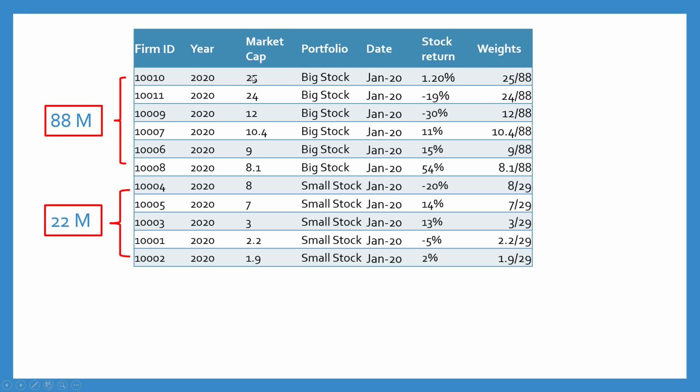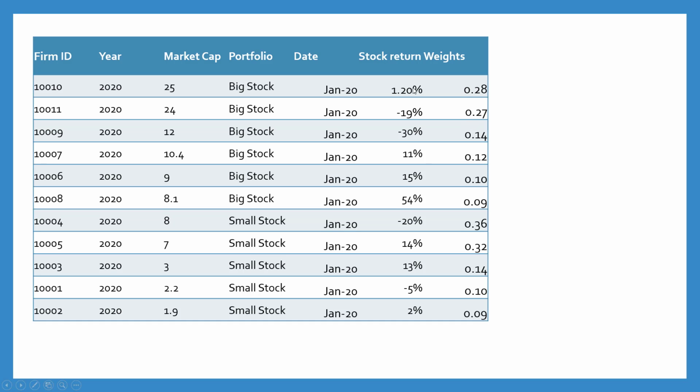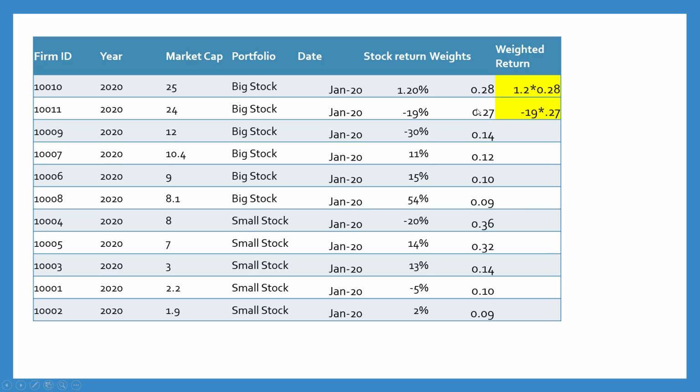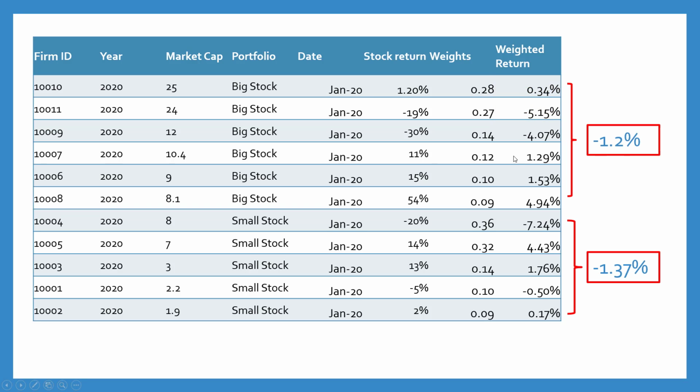So we would divide the market cap of this first stock by the total market cap of the portfolio. And then we would take the stock returns and multiply them with these weights. Once we do that, we would have weighted stock returns. And remember, we would have to take the sum rather than the average. We would take the sum of these stock returns, and then we would have the weighted portfolio returns.